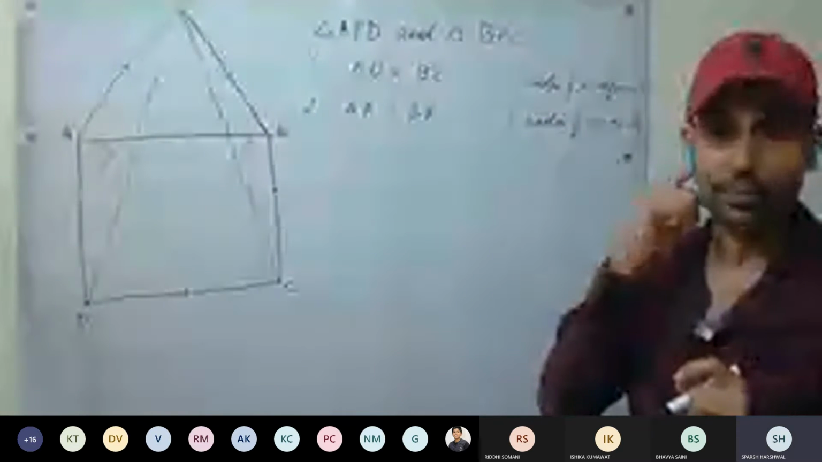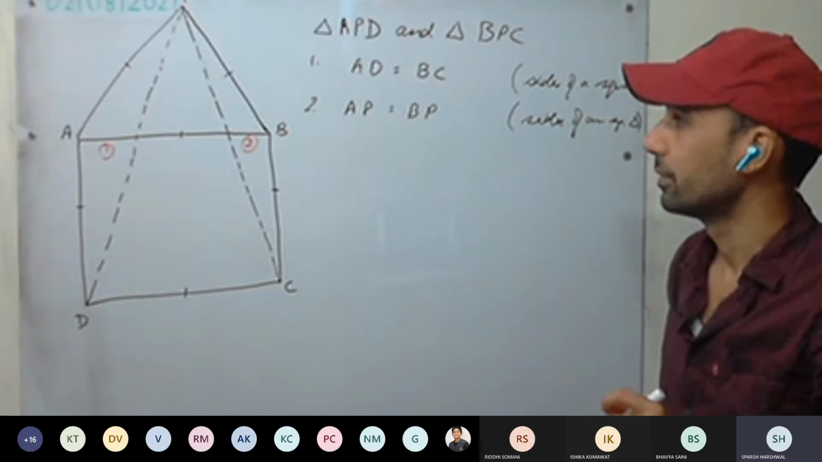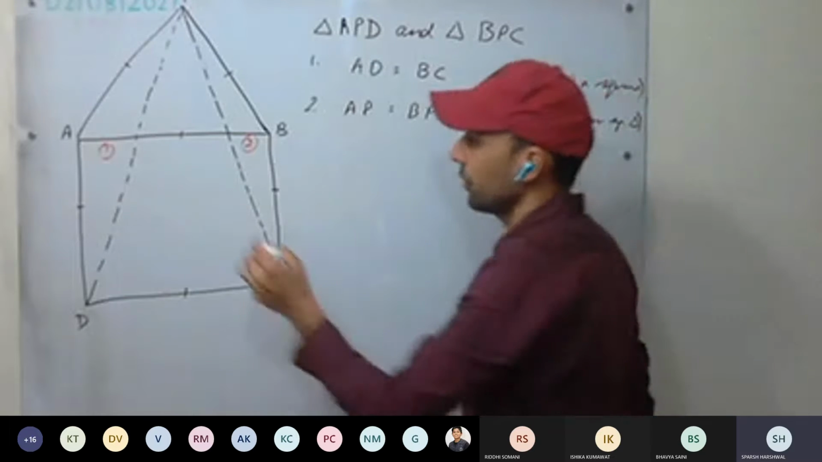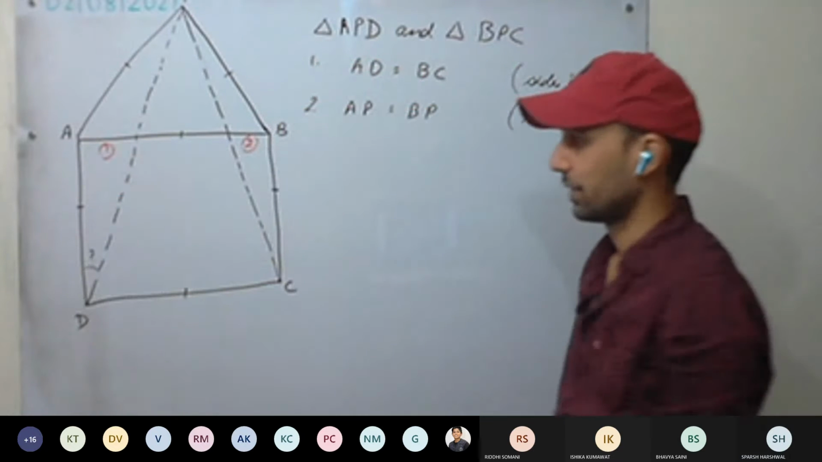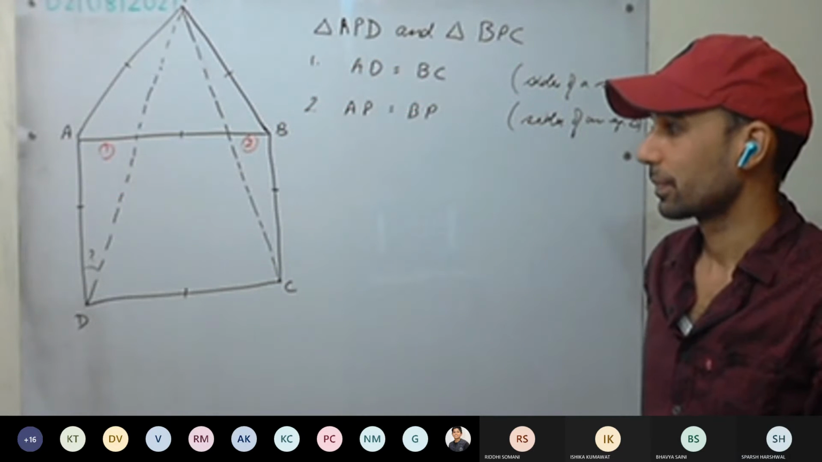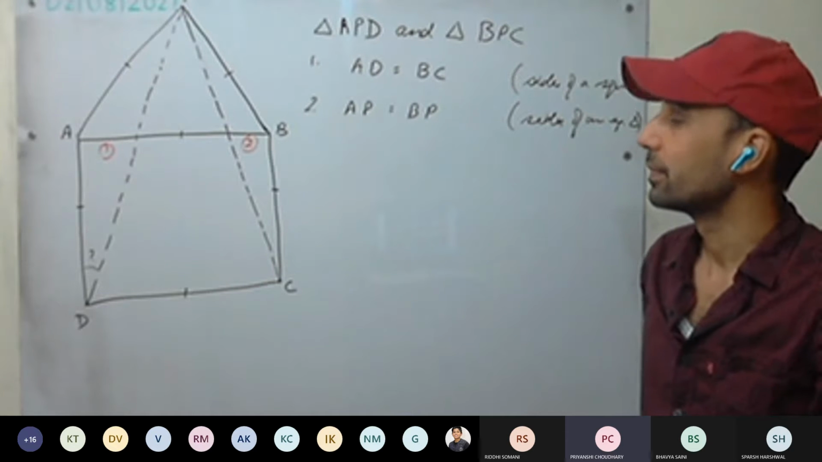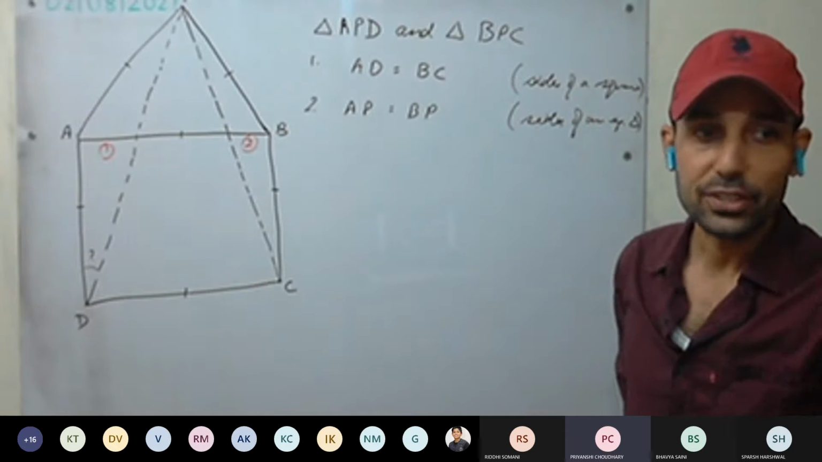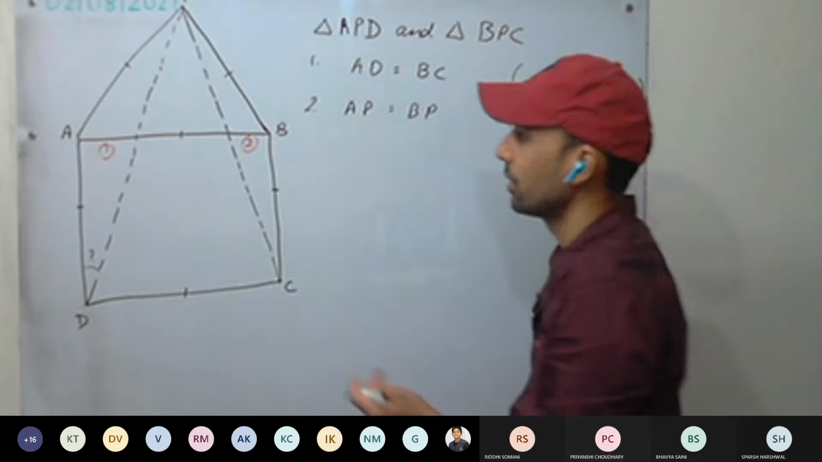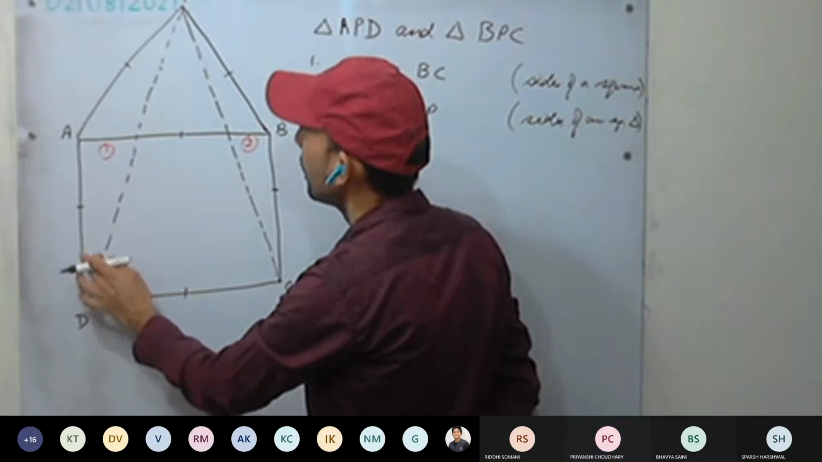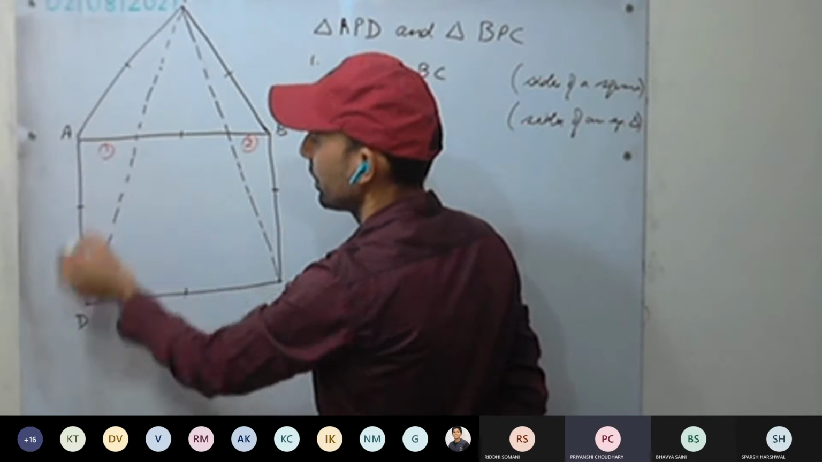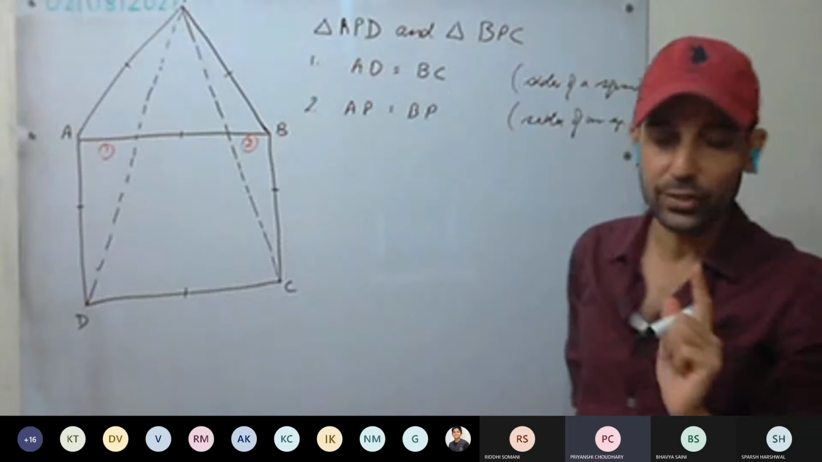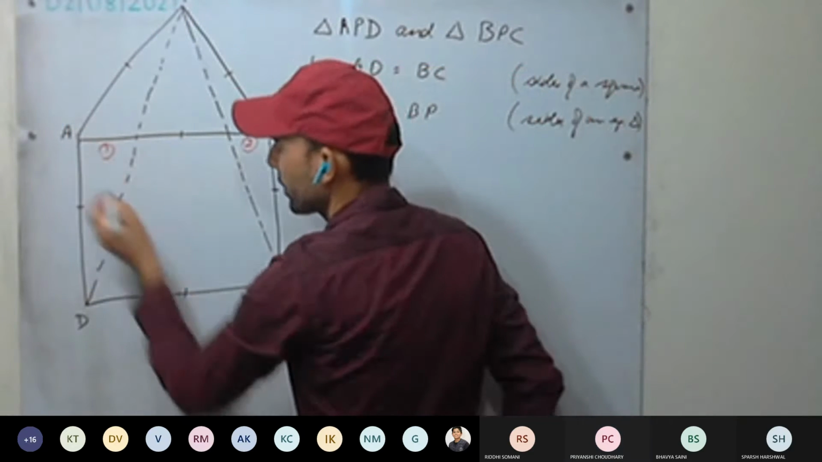Sir, triangle ADP we can take. If you are taking ADP, can you calculate this one? How are you going to prove? DAP. Again, which angle? DAP. Okay, see here, if you take DAP, how much is this angle? Okay, one minute.